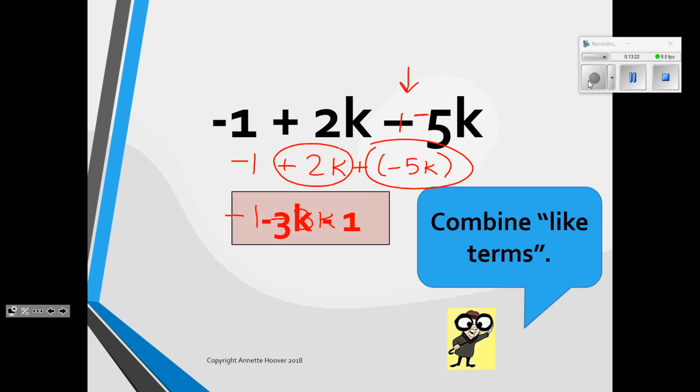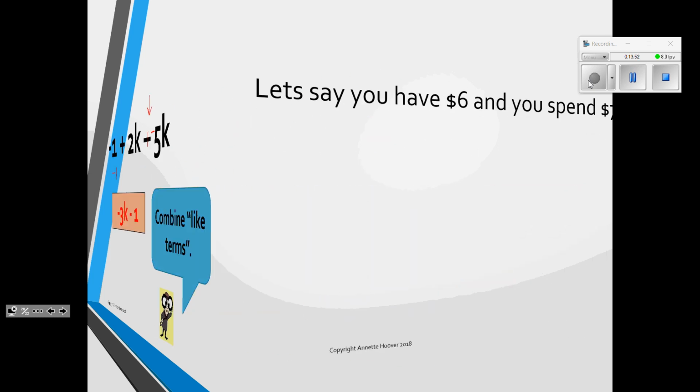Now on my PowerPoint, I showed that as negative 3k minus 1. I'll back up a little bit. What I had written was negative 1 minus 3k. These actually would be the same thing, but in algebra, we always write something in standard form. So we always write any terms with variables first, and the variables will be in alphabetical order. And then we put the constant at the end. So that's how we technically write it correctly in algebra.